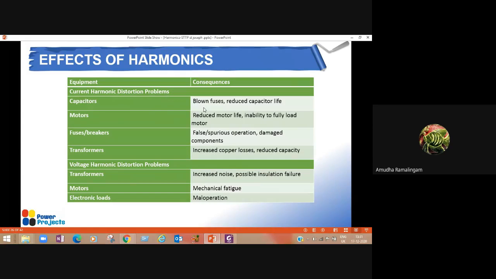Okay, so let me just say these effects in detail. If it is a capacitor, noise will be there, inability to take the full load, and life and efficiency will be reduced. If it is a fuse or breaker, mal-operation will be there. And if it is a transformer, the capacity will be reduced and copper losses will be high. All these are because of current harmonic distortion. And if it is voltage harmonic distortion, noise will be there in the transformer, the motor's life will be reduced, and the electronic loads will mal-operate. Okay, all these are the effects of harmonics.